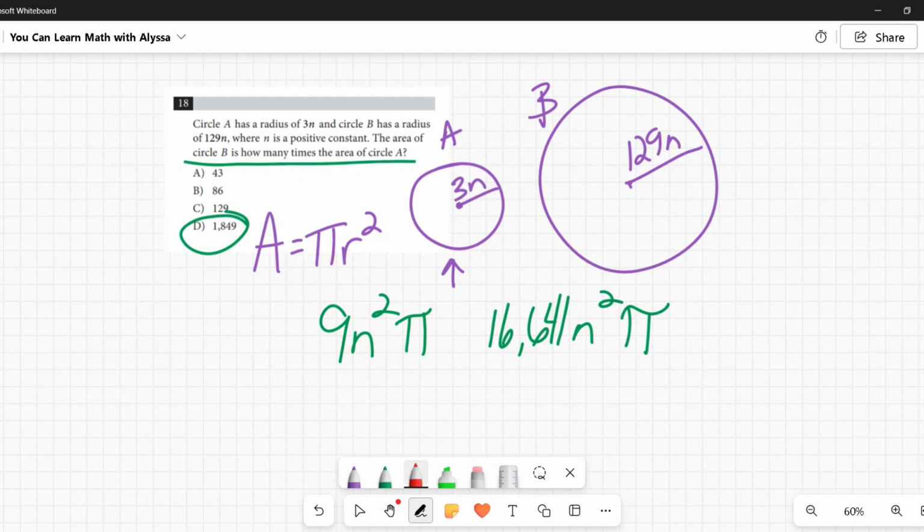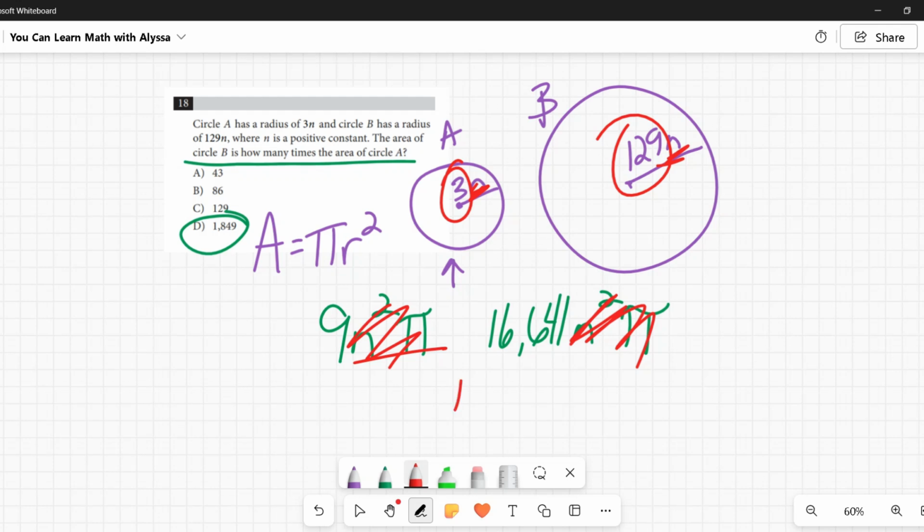Because you are squaring, if you notice, the variable squared and the pi didn't matter. We were only concerned with this 9 and this 16,641. We said, 9 goes into this how many times? That was essentially what we were asking. Now that you've done this, you know the variable and the pi are irrelevant when asking how many times bigger it is, if they are the same variable. In this case, they are. N and n, they're the same. So really, it's only the 3 and the 129 that are necessary for us to look at. And we're going to square both of them.